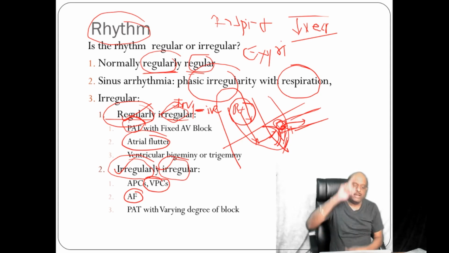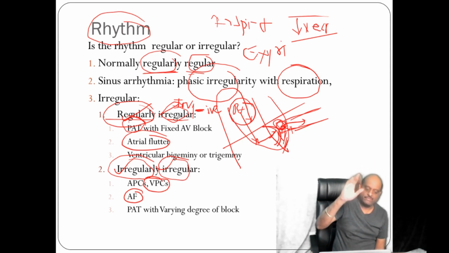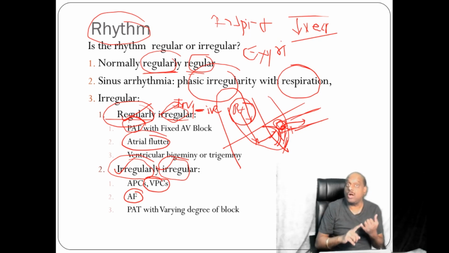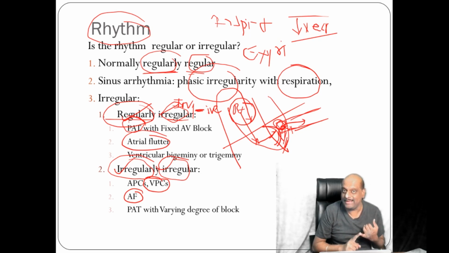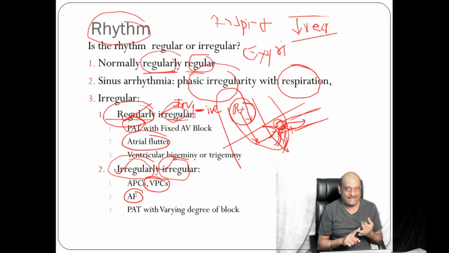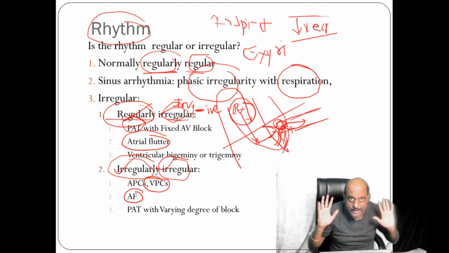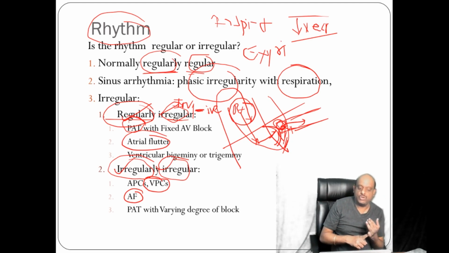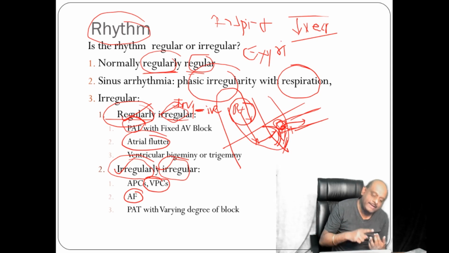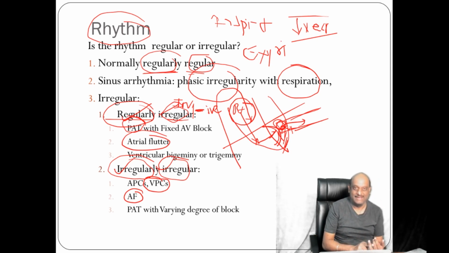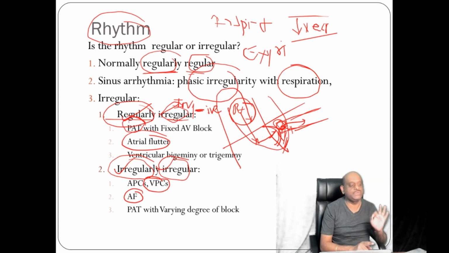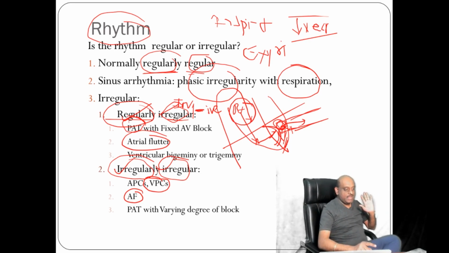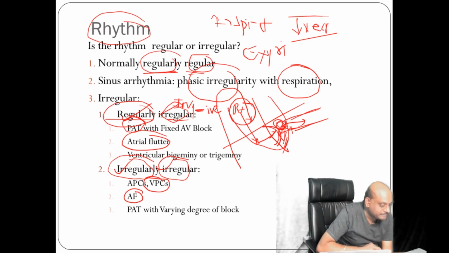Tell me now, regularly irregular. Where do you find, doctor? Paroxysmal atrial tachycardia or atrial flutter. Irregularly irregular, ventricular premature complexes and atrial fibrillation. They are the two scenarios that you need to remember.